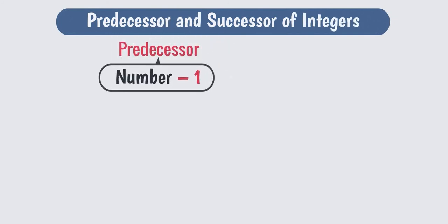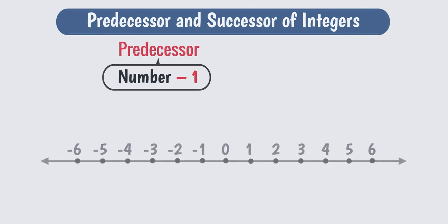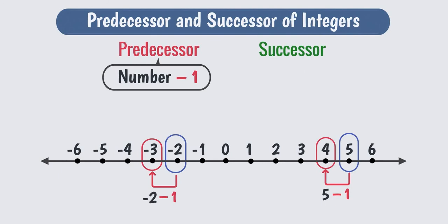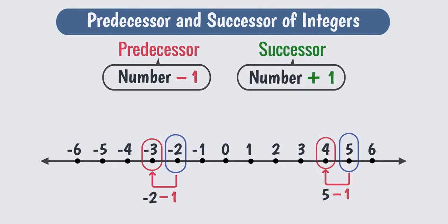Predecessor and successor of integers. A predecessor is 1 less than the given number. For example, predecessor of 5 is 4. Similarly, predecessor of -2 is -3. A successor is 1 more than the given number. For example, successor of 5 is 6 and successor of -2 is -1.